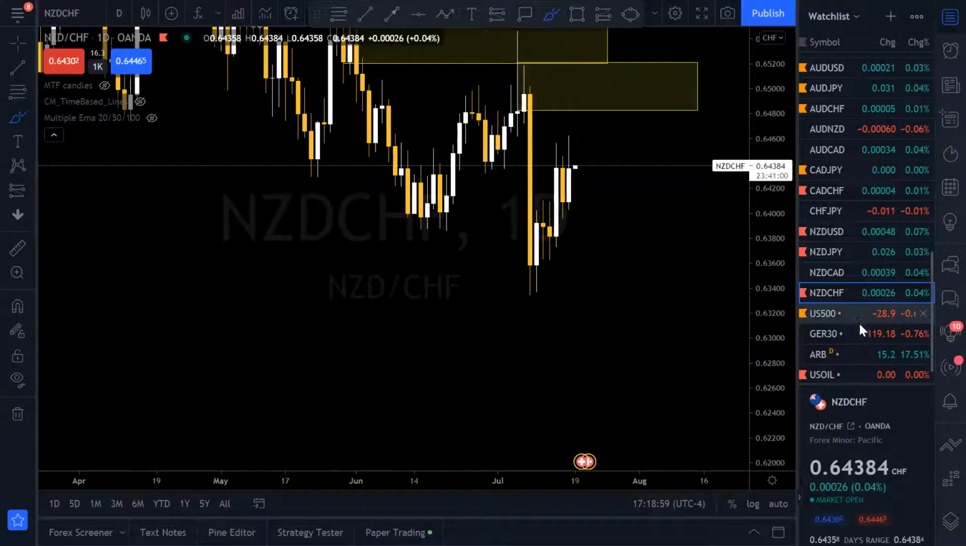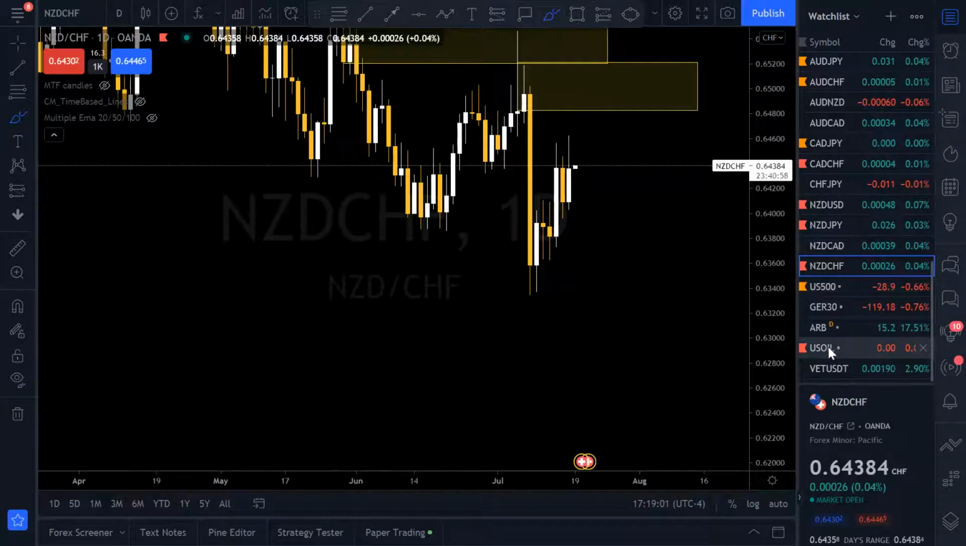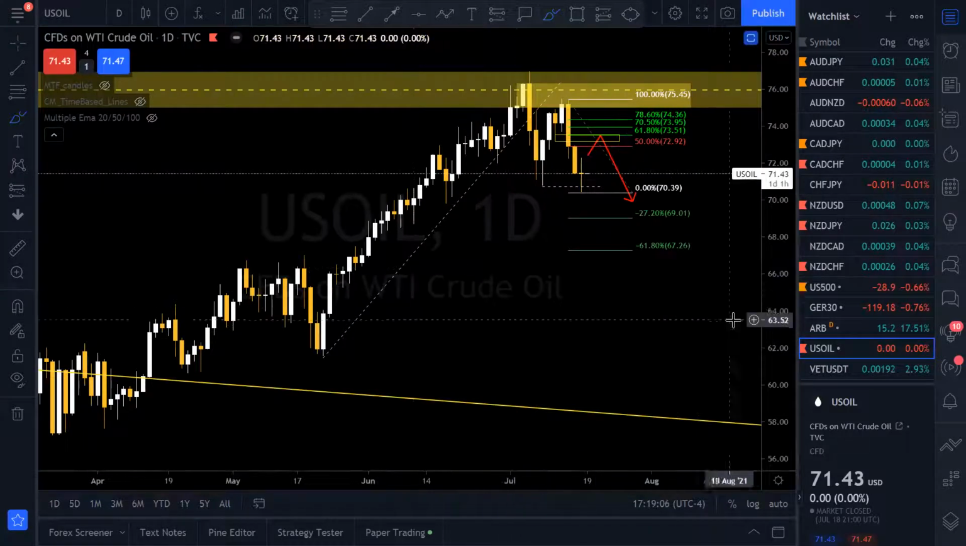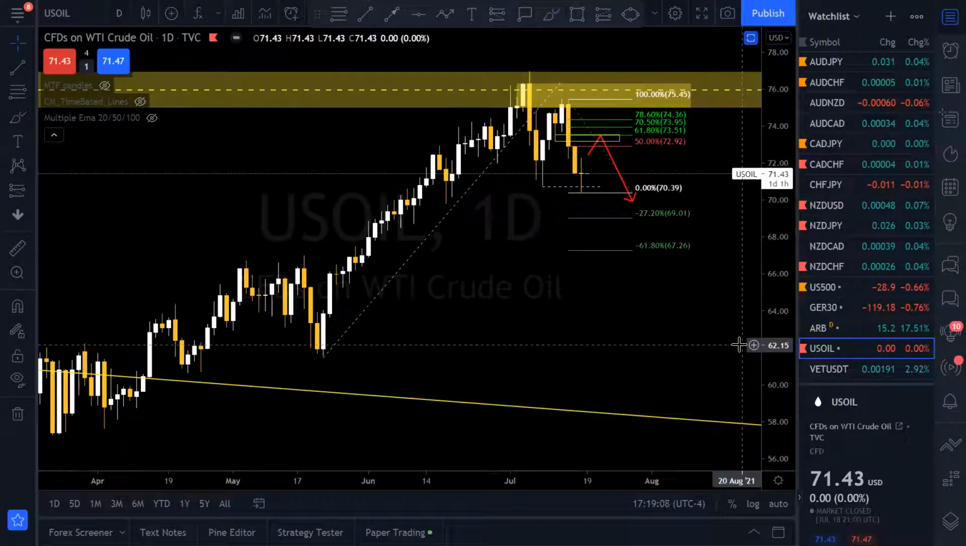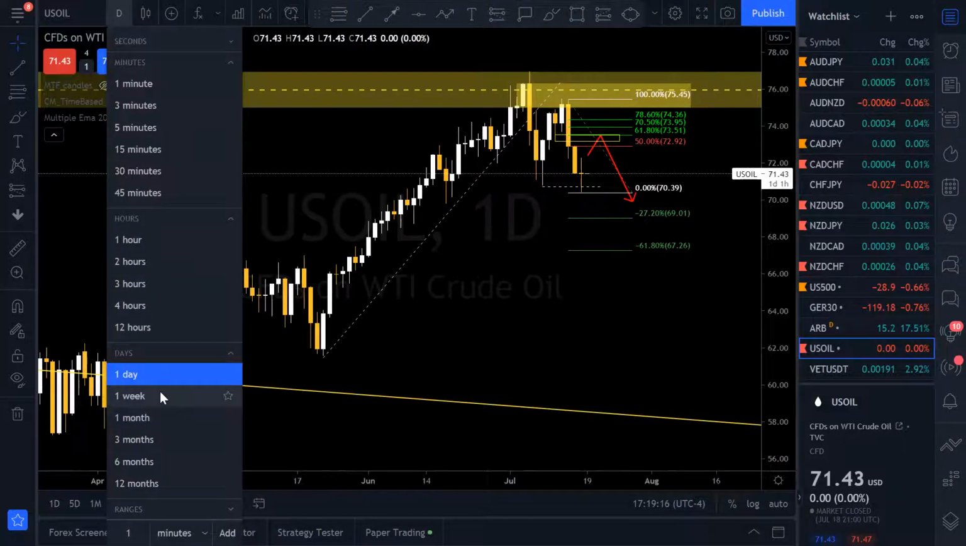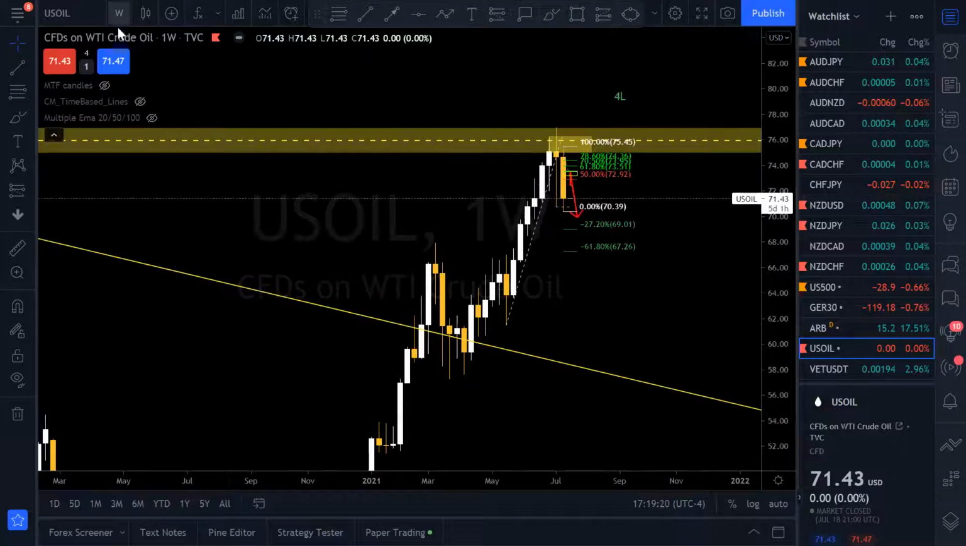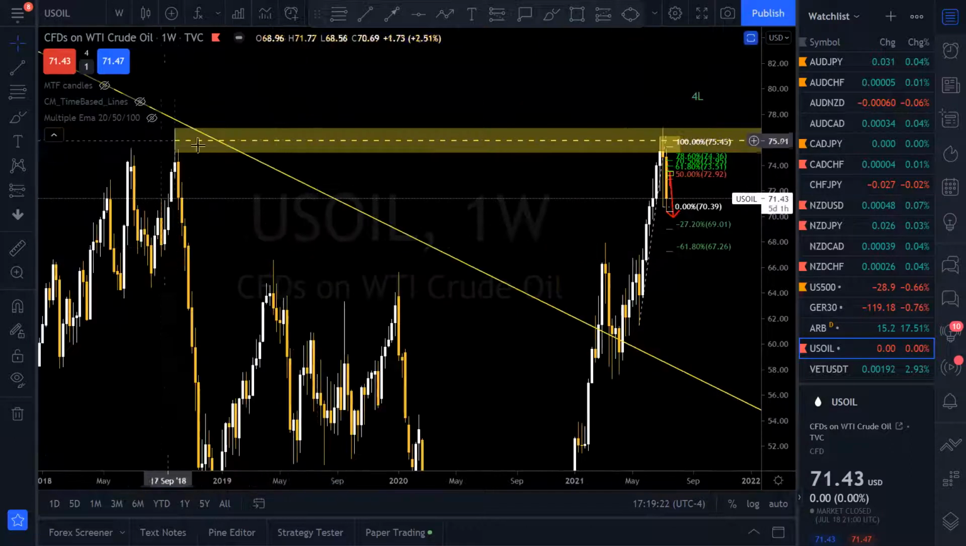Next, let's look at oil. Okay. Why am I even going into oil with this group? I don't know, but I am. All right, US oil. I'm bearish on it. Why? I'm going to take a quick look on the weekly. You can see we made a double top here.